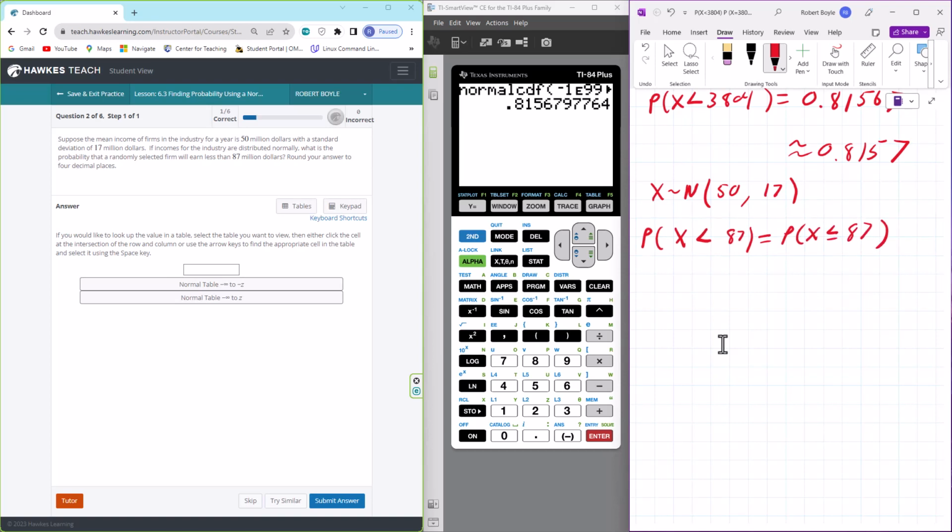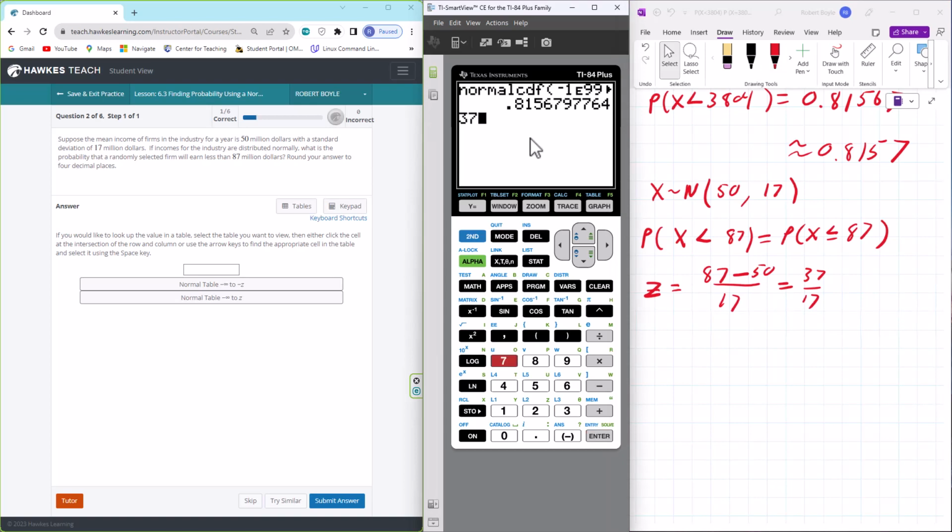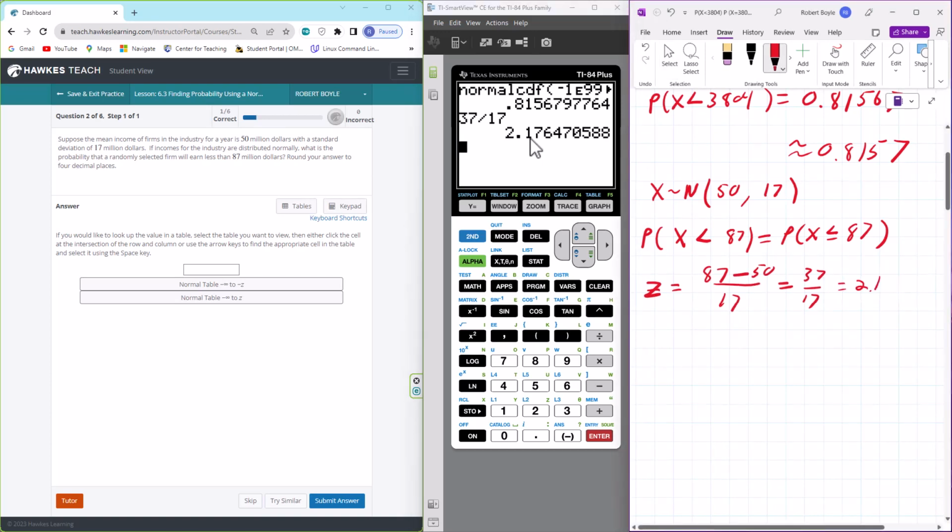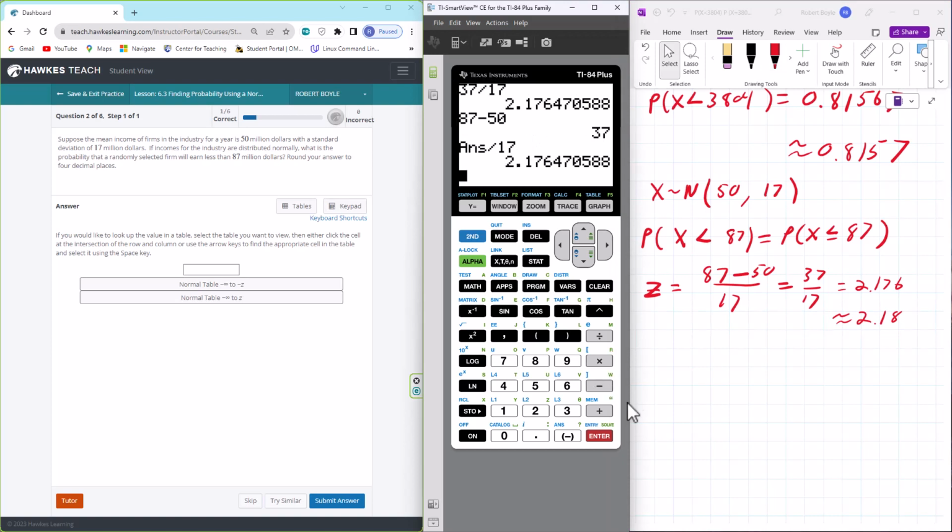First thing you want to do is compute the z-score. The z-score is going to be the x value, 87, minus 50, divided by 17. That will be equal to 37 over 17. 37 divided by 17 gives 2.176, which should round to 2.18. So this is going to be equal to the probability that z is less than 2.18.